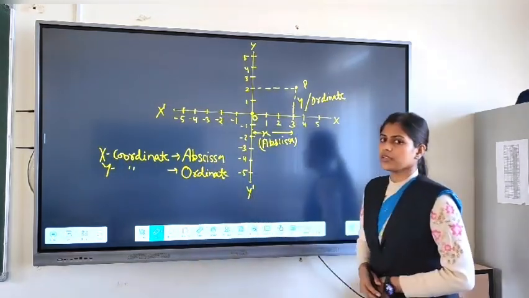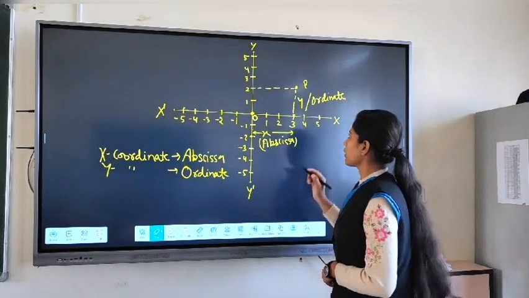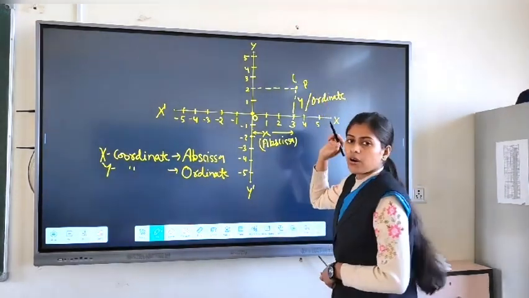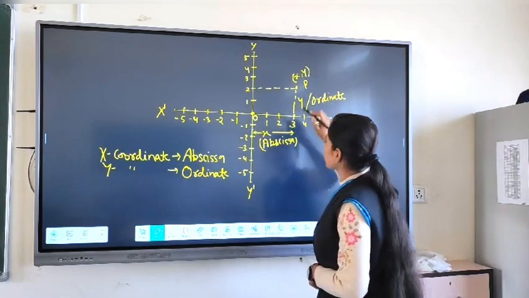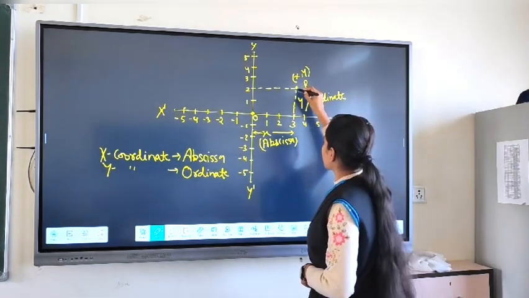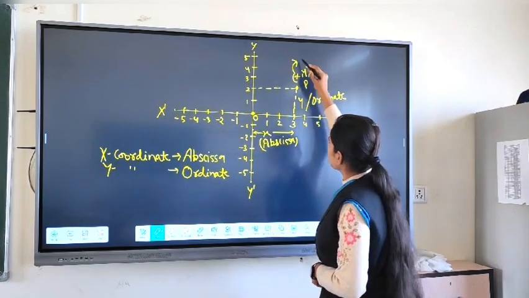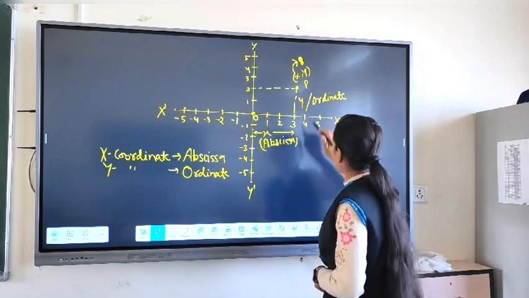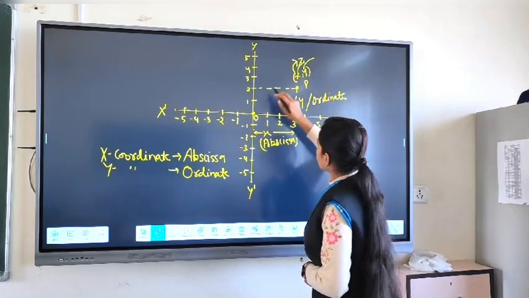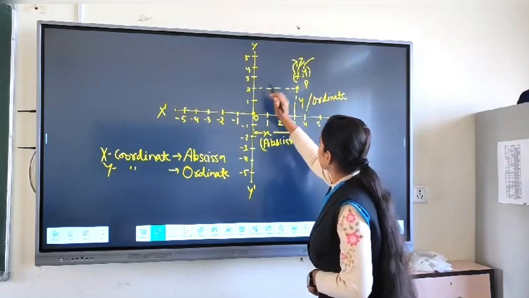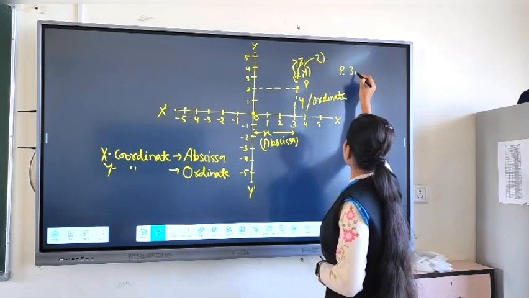Now in conclusion, we have to say that if we locate any point in the plane, we need its coordinates. So we always write x coordinate first and then y coordinate. What is the coordinate of this point P? So here, what is the x coordinate? The x coordinate will be 3, and the y coordinate will be 2. So this is the point (3, 2).